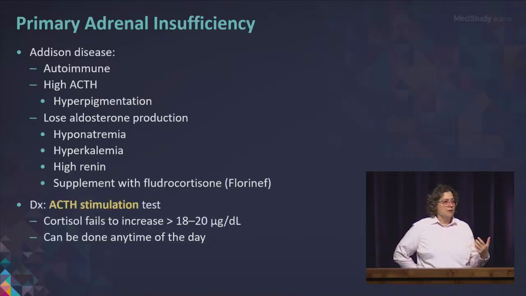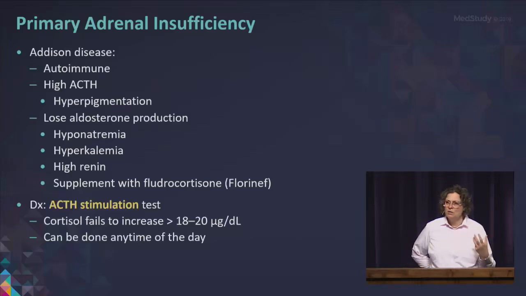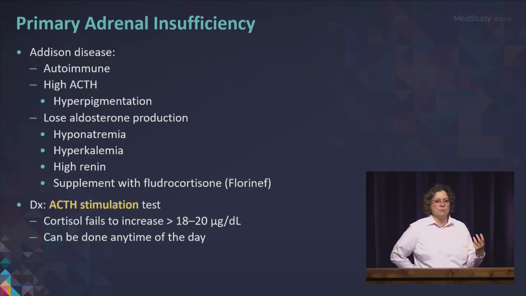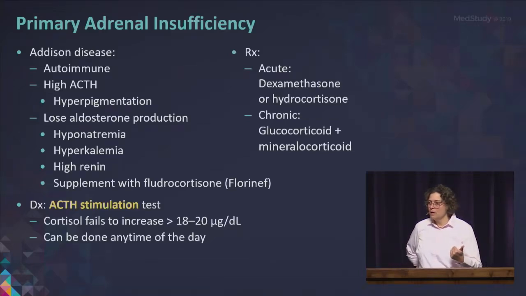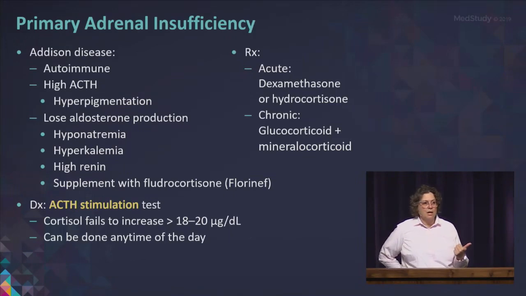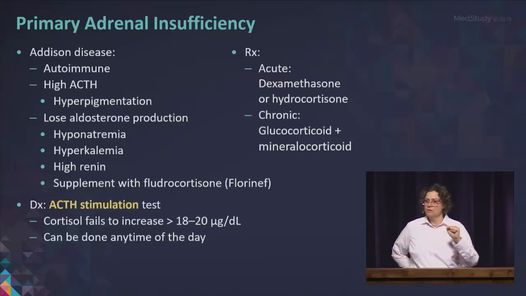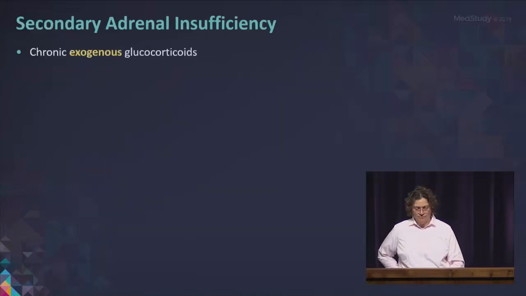The diagnosis of adrenal insufficiency comes after an ACTH stimulation test. It can be done any time of day because we are using such a high dose of ACTH. It's so super physiologic. And what we're looking for is a stimulated cortisol greater than 18 or 20. The treatment acutely is going to be dexamethasone or high-dose hydrocortisone. You do not need fludro in this acute term because, again, we use such a high dose, it will give us our mineralocorticoids. Chronic care includes giving glucocorticoids plus the mineralocorticoids.